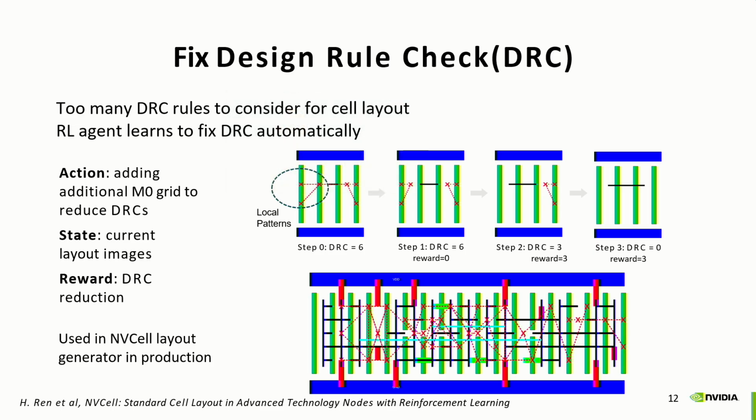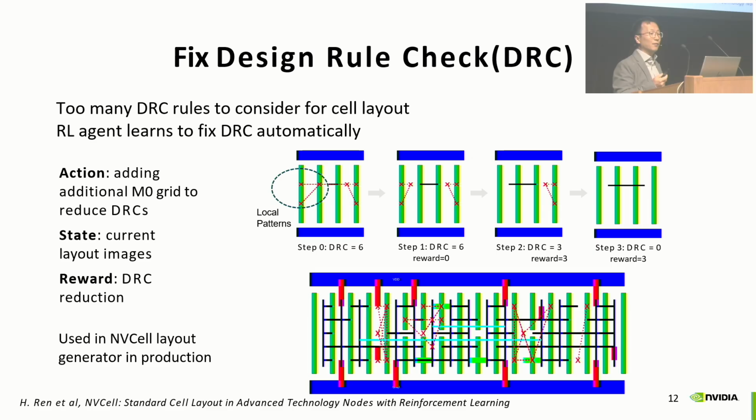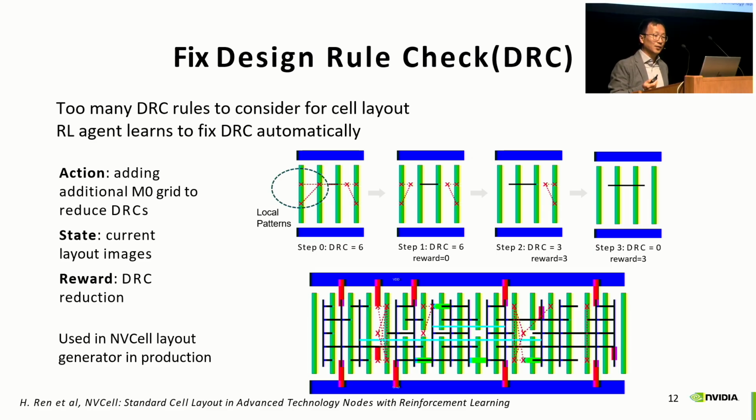So we'll show a couple of applications for reinforcement learning in design automation. The first application is using reinforcement learning to fix DRC errors. This animation shows an RL agent fixing DRCs in a standard cell layout. The red dotted lines are DRC errors. This application is actually used inside a standard cell layout framework called NVIDIA to design cell layout automatically.